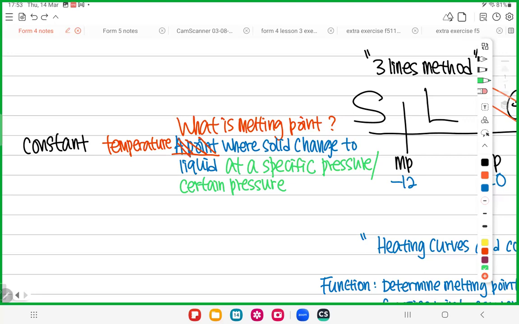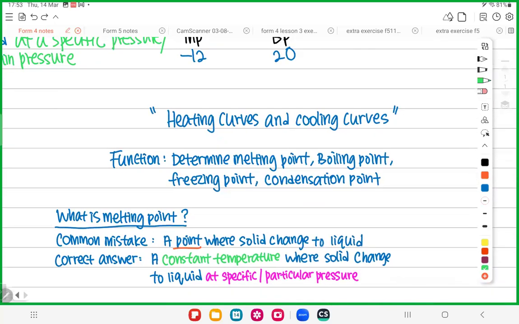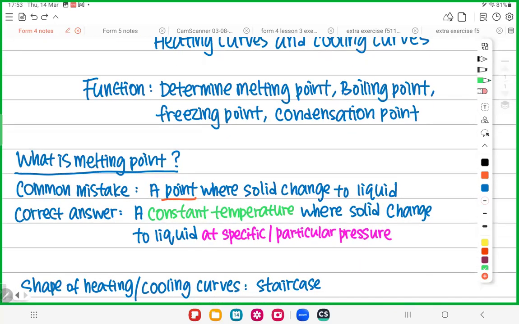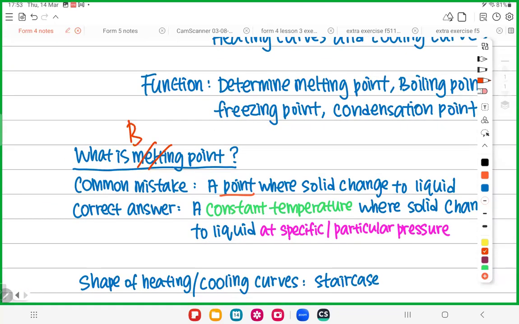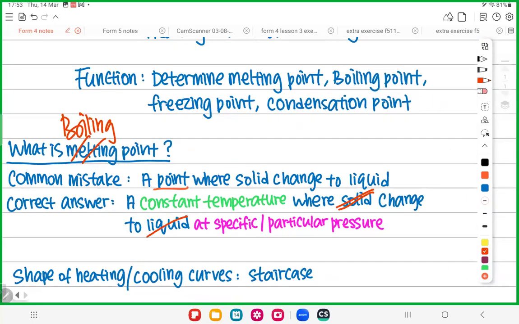Yeah. So melting point is a constant temperature where solid change to liquid at specific or particular pressure. You can say specific pressure, particular pressure, or certain pressure also can. Yeah. So that is how we answered it. Okay. So now same thing. If the question asks you what is boiling point, same thing. Boiling point is a constant temperature where liquid change to gas at specific pressure. Yeah. So that is how it works.